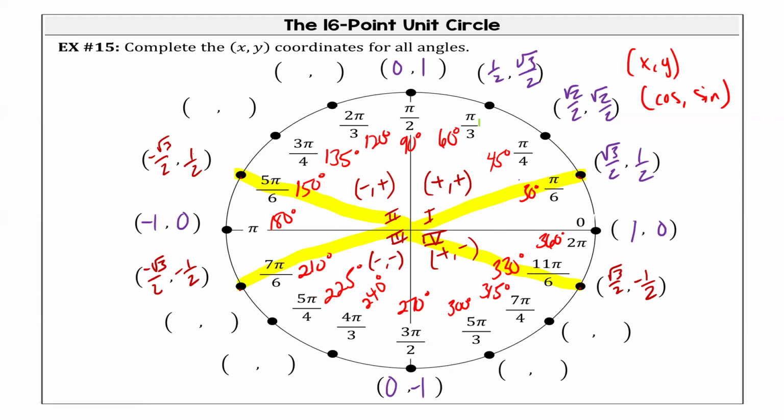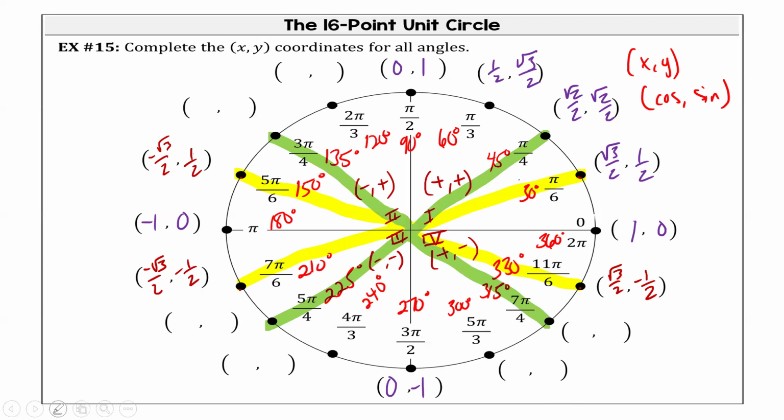Now if I'm looking at my 45s, all of the angles that have a reference angle of 45. This has a reference angle of 45. This has a reference angle of 45. This has a reference angle of 45. This has a reference angle of 45. So all of those have a reference angle of 45, which means they're all going to share the same coordinates, but adhering to the signs of the quadrant.